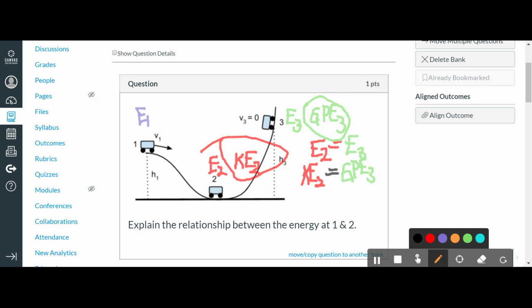Right? Turns out physics is life, and it's everywhere. Go out and practice making these relationships and figuring out when you need to add together both types of energy, when you have just one type of energy, which energy is equal to which. So I have a question for you. Is the energy at 1 equal to the energy at 3? Could we say E1 equals E3?